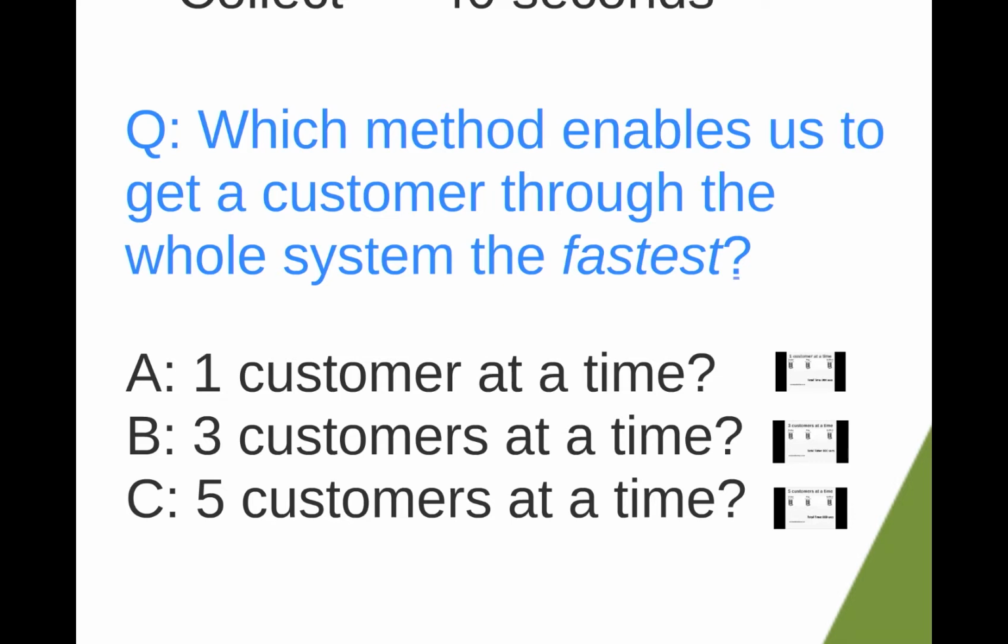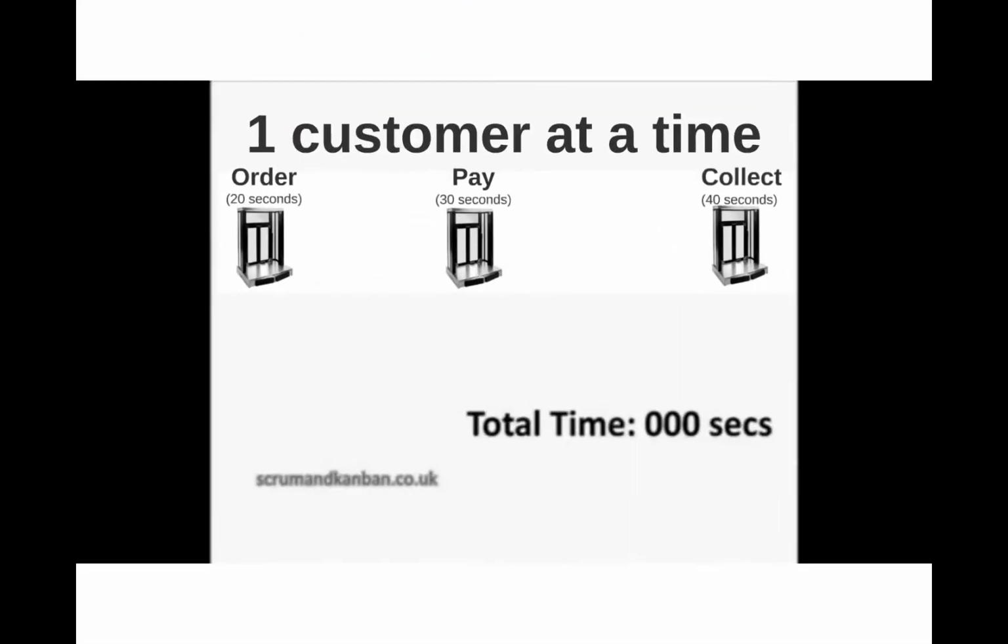What about B, 3 customers at a time? Is that going to produce the fastest through drive-through? Hands up if you think B. A few people. What about C, 5 customers at a time? Anyone for 5? Everyone's going, oh, I'm not going to say, in case I get it wrong. Well, let's see what that looks like.